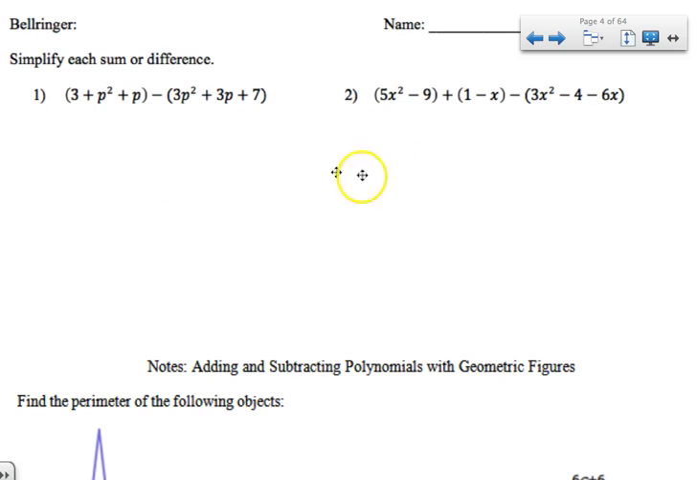You should be able to know how to do these, so why don't you press pause and try 1 and 2 on your own.